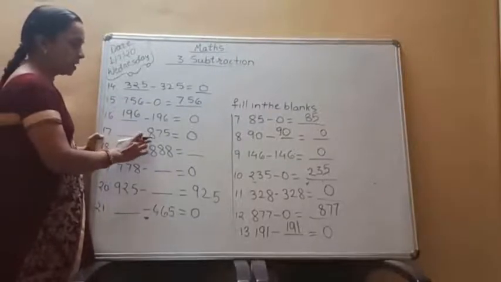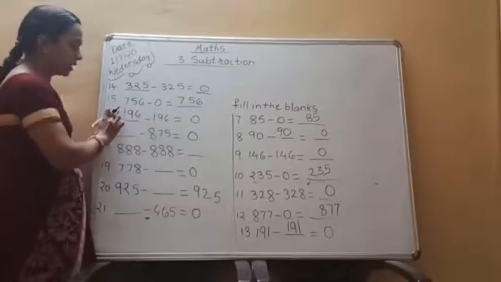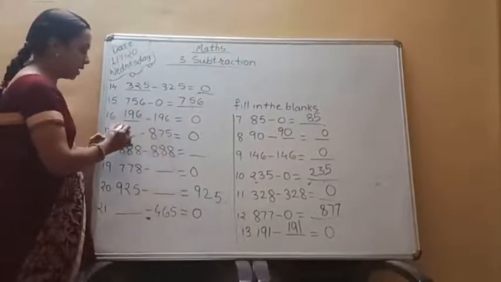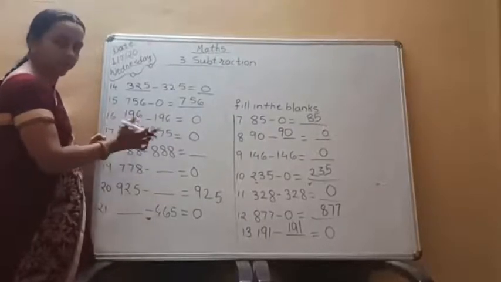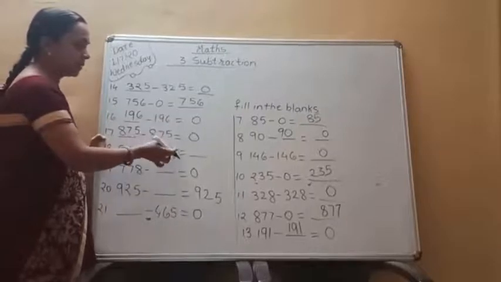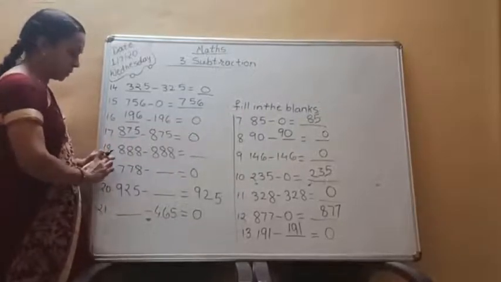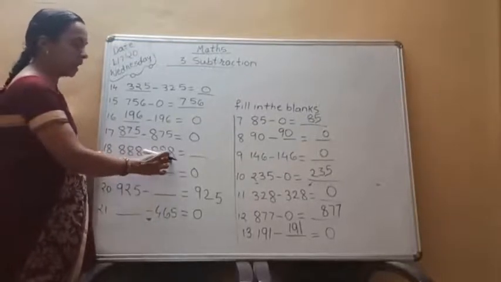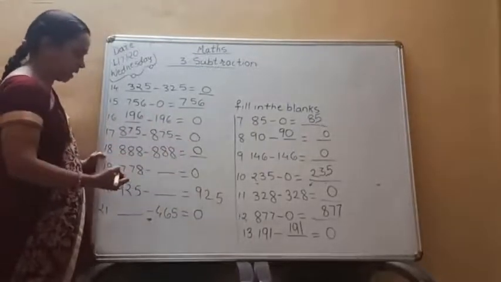Now see 17th question. Dash minus 875 equal to 0. Same thing. Same to same example. So which number we have to write here? 875. 875 minus 875 equal to 0. Now see 18th question. 888 minus 888. How much? 0. So write down here 0.